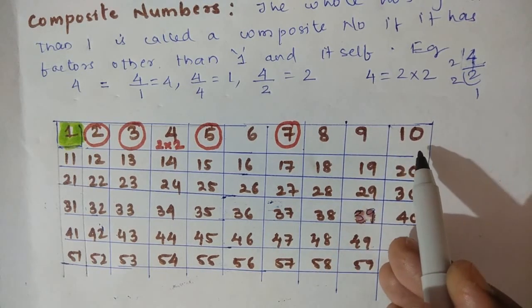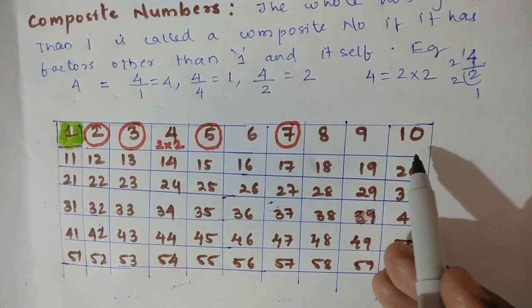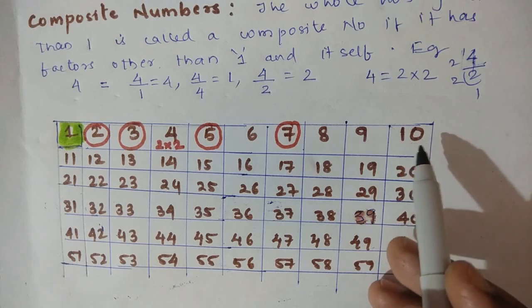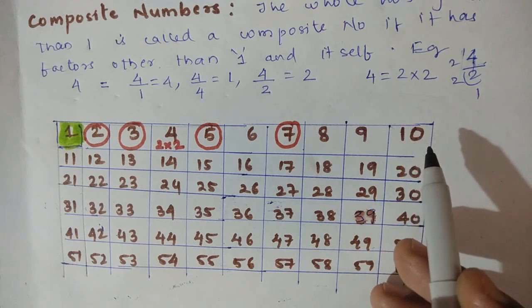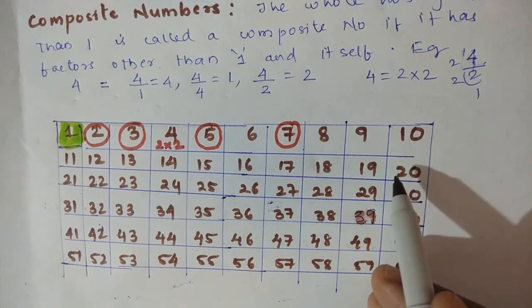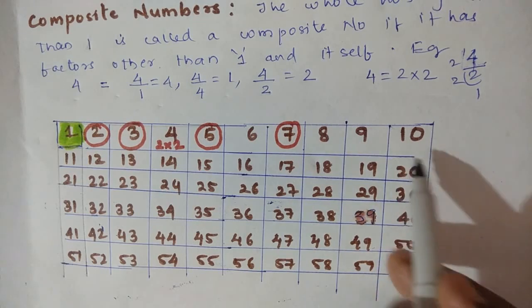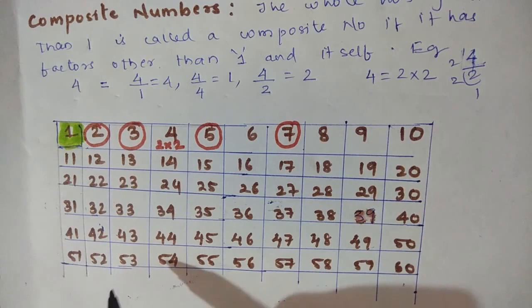Again come to 10. 10 can also be written as 2 into 5 or 5 into 2 or 1 into 10 or 10 into 1. Therefore 10 has factors 1, 2, 5 and 10 itself. Hence 10 is also a composite number. Okay, so in this way we have completed the first row.